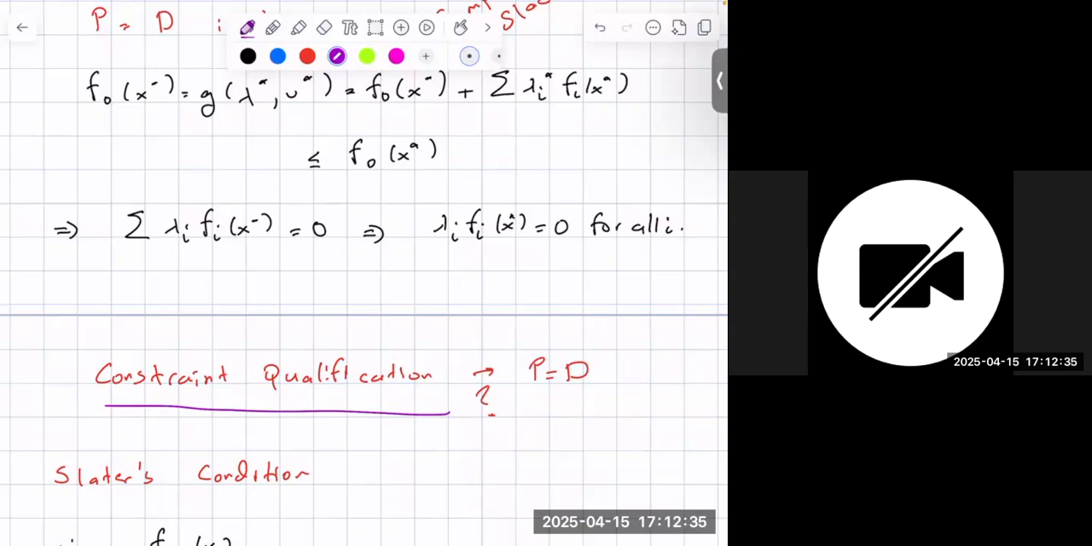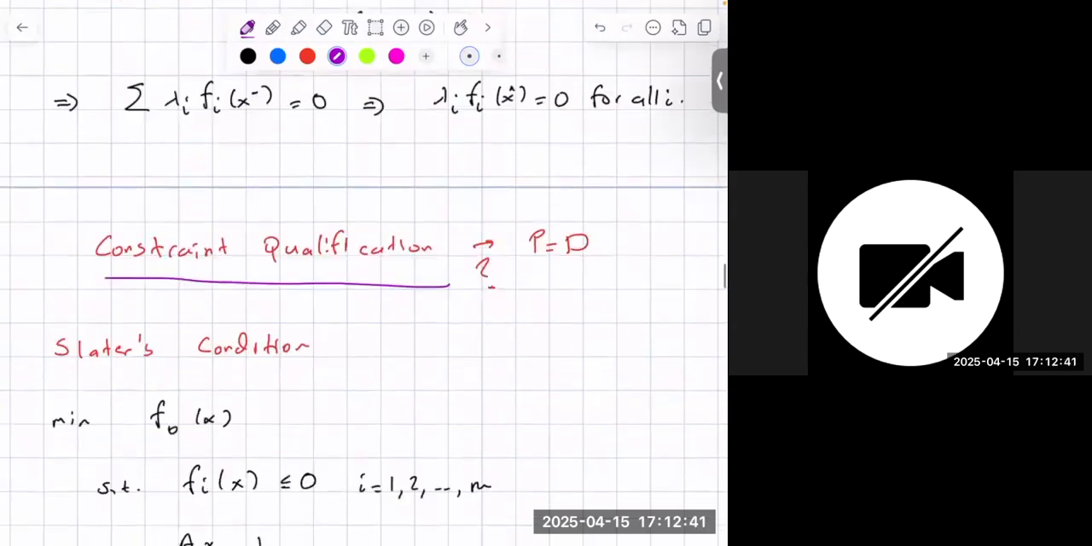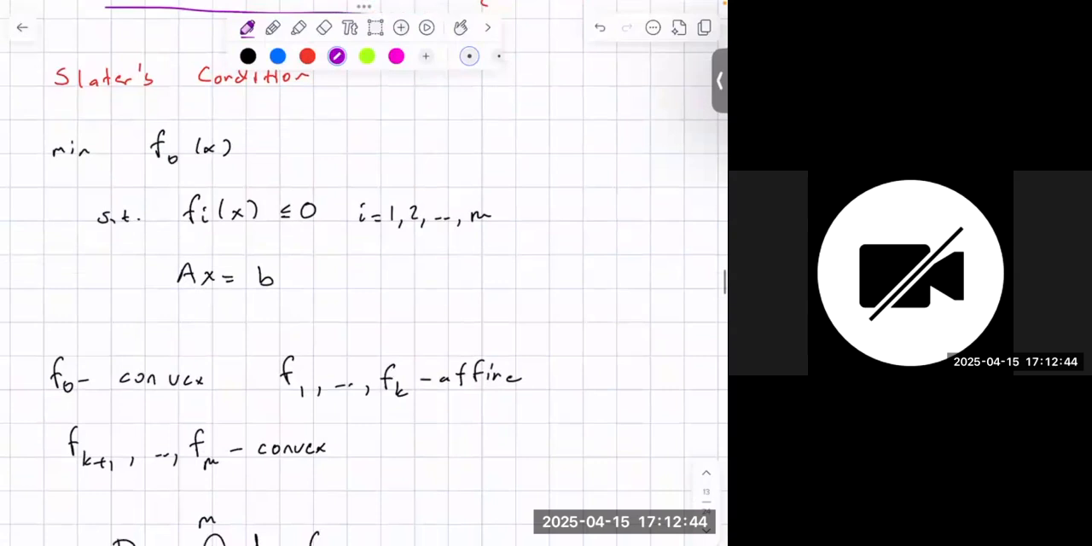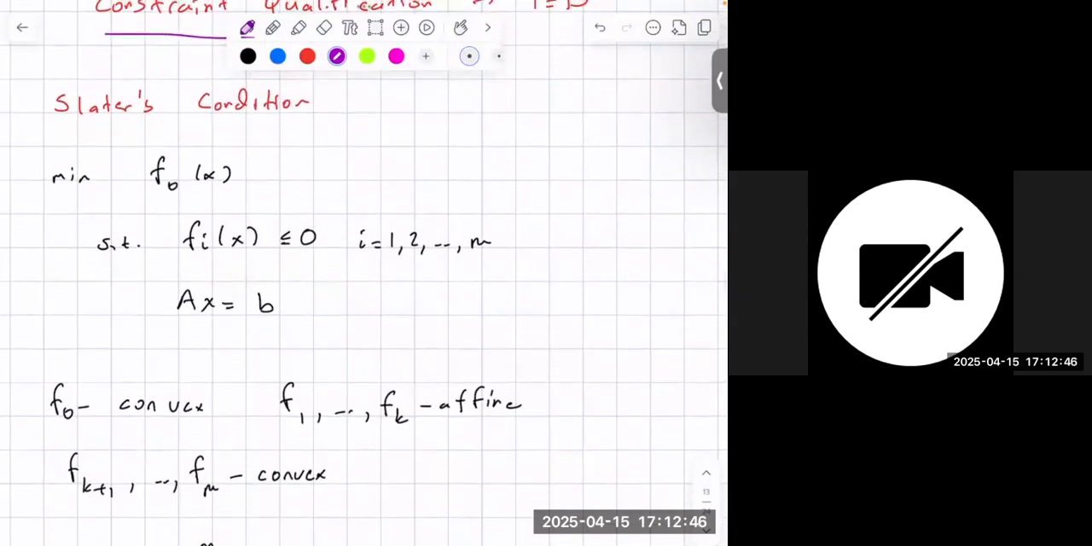So we need to know a little bit more about what kind of problem we know primal and dual are the same, so we could solve either one. So one such thing is called Slater's condition. Let me tell you what that is. This is specifically for the convex optimization case. I have a function f0 that is a convex function. Then I have a whole bunch of inequality constraints here and some equality constraints.